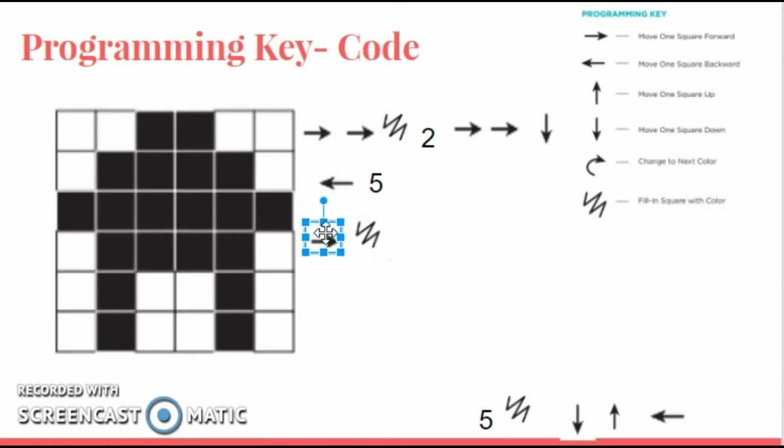Okay, so we've got our move forward, and then fill in, and we want to fill in four times. So let's snag this number, stick it over here. We can change it to four. Okay, so move forward, four fill-ins. That puts us right here, and then we need another move forward. So I can duplicate that one, and we'll move it over here. Okay, so then we're at the end of this row, and then we need to go down. So let's go ahead and duplicate the down arrow.